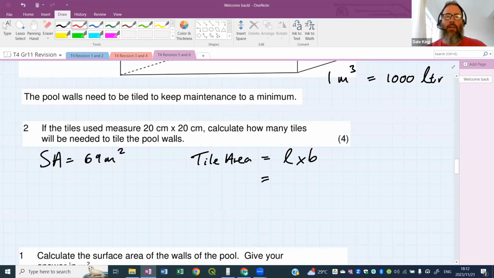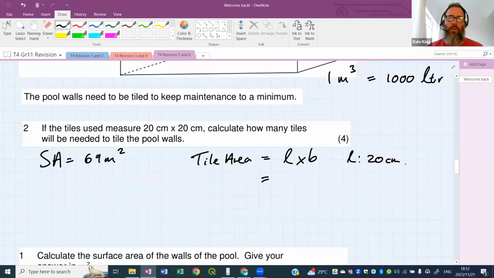But before I do that, I don't know if you've noticed, the units of the tile and the units of our surface area are different. You know this causes problems. We've got to work with the same units. So we've got to change one of these. Either we're changing square meters into centimeters squared, or we're changing centimeters into meters. I think the best thing to do is to change the centimeters into meters. So before we put it into the formula, not after, I'm going to take the length, 20 centimeters, and change it to meters.